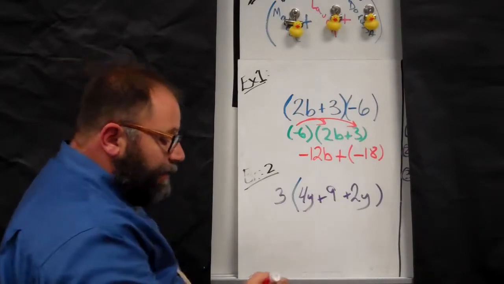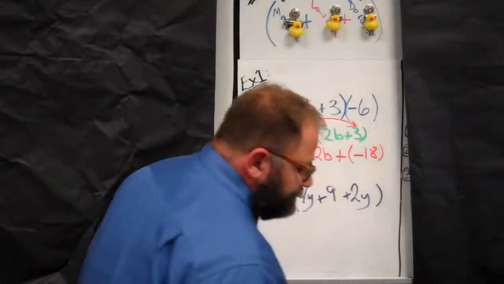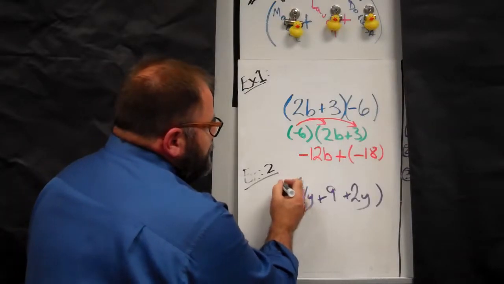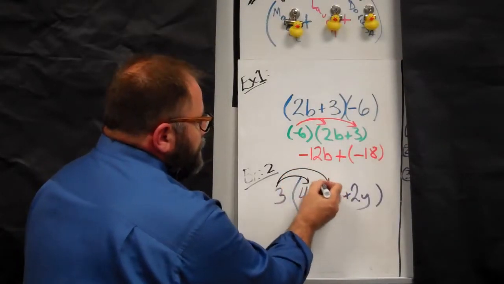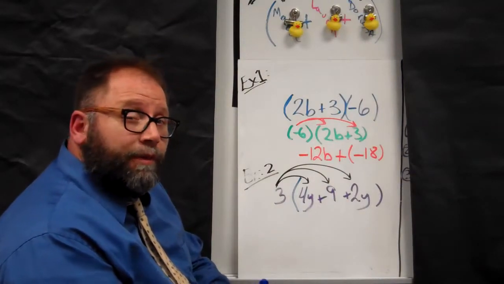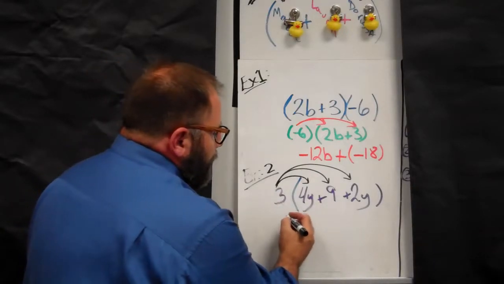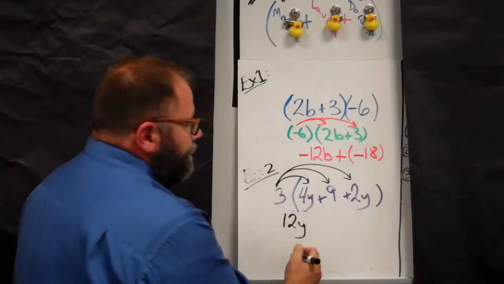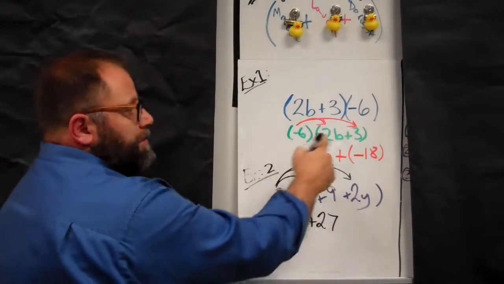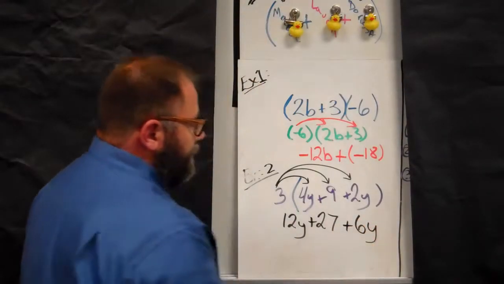Here's another one. Now we've got 3 terms. So do you think 3 terms is going to change our process? You're right, it doesn't. All we're going to do is distribute this 3 to all 3 terms. The difference is, now that we have 3 terms, there might be something that we have to simplify afterwards. So first step, 3 times 4y, that's 12y. 3 times 9, 27. 3 times 2y is 6y.